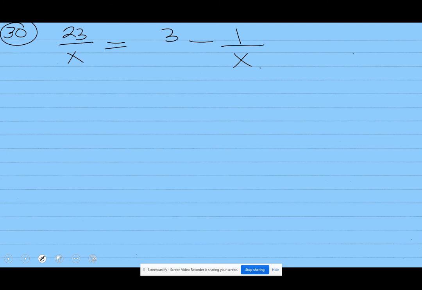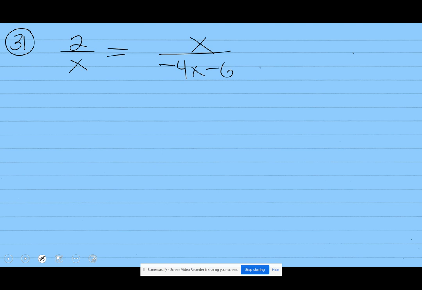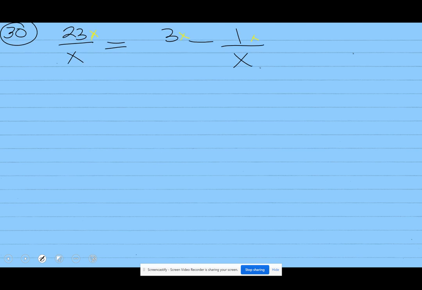All right, remember the steps. You're going to force cancel. So I'm going to force cancel by multiplying everything by x. If I put an x there, it's going to force cancel. If I put an x there and an x there. Now remember, I have to do it to all of them.